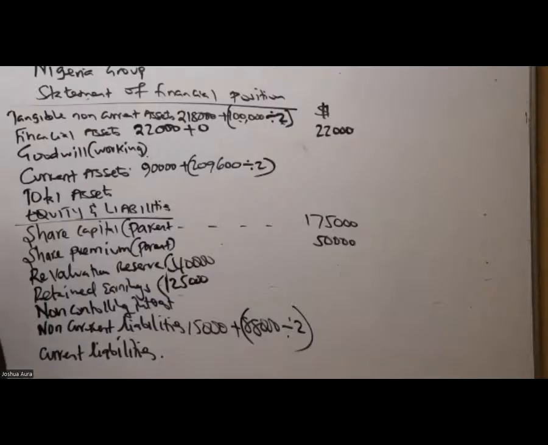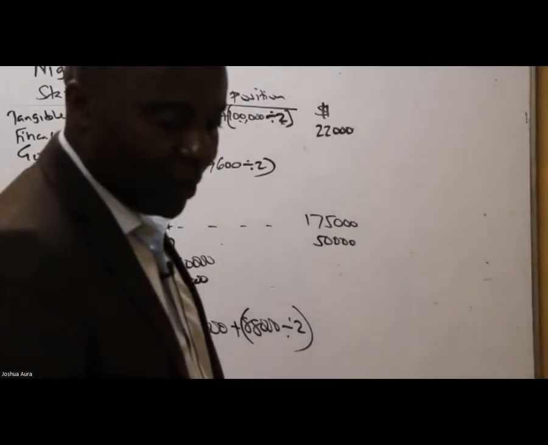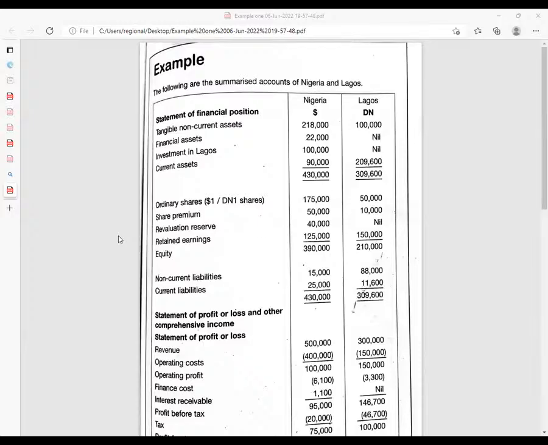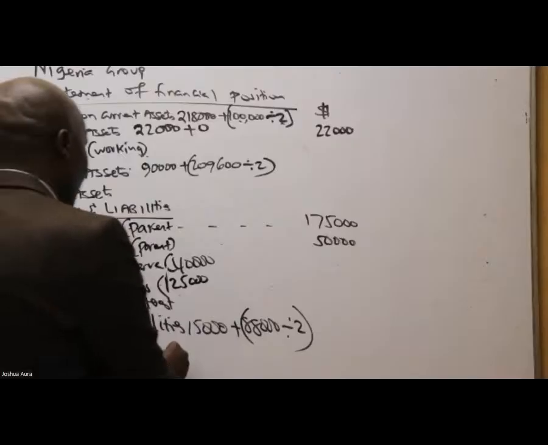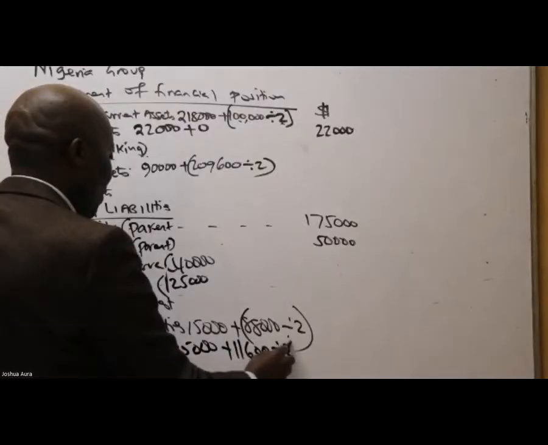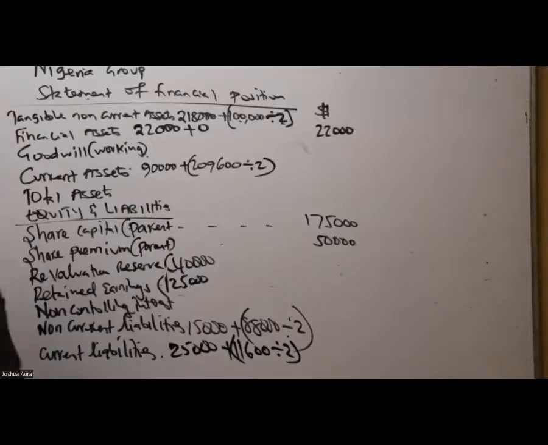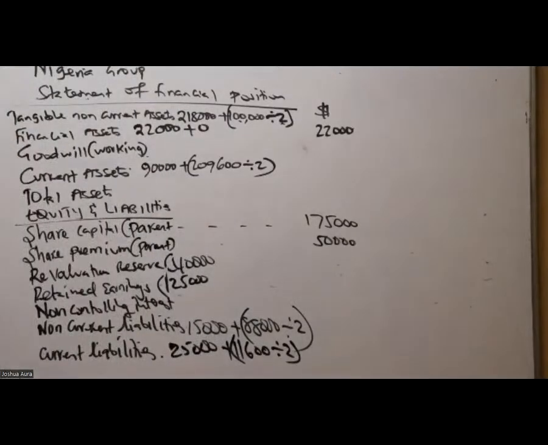So go straight away to the current liabilities. Under current liabilities, I can see 25,000 plus 11,600. But for purpose of having the same currency, this one has to be retranslated at the closing rate. Ladies and gentlemen, after you do that, what will be the next thing to be done? Listen to me very well. Now we embark on the workings.